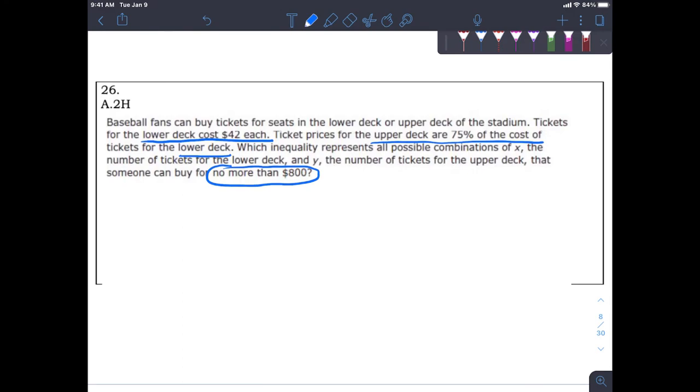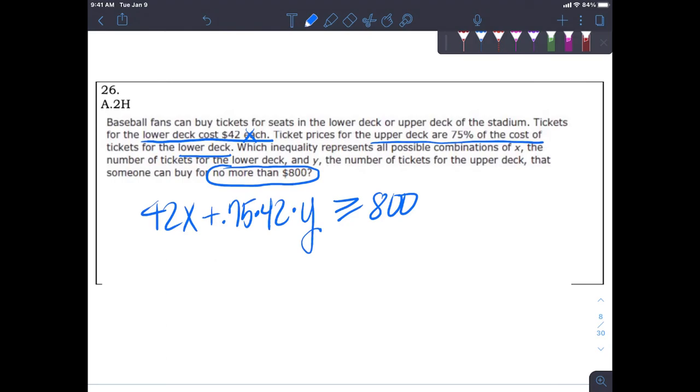So when I hear no more than 800, I ask myself, can I have 800? Yes. Can I have 801? No. Can I have 799? Yes. So that means that it should look like this. And now I need to go ahead and write out the remainder. Lower deck is X, so 42X. Upper deck is 75% of the cost. 0.75 times 42 times Y. But I don't like how that looks.